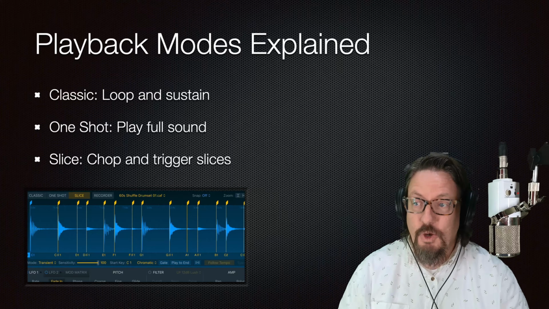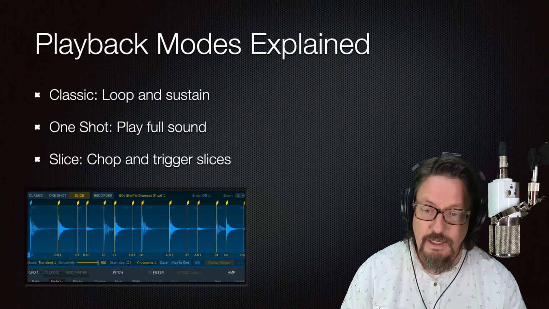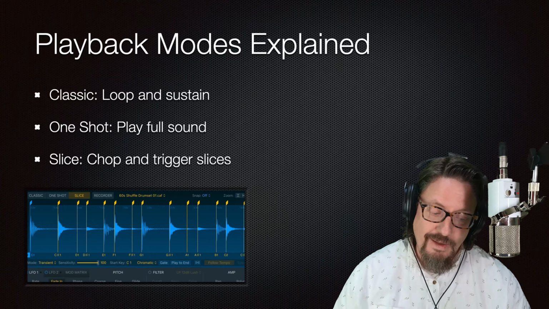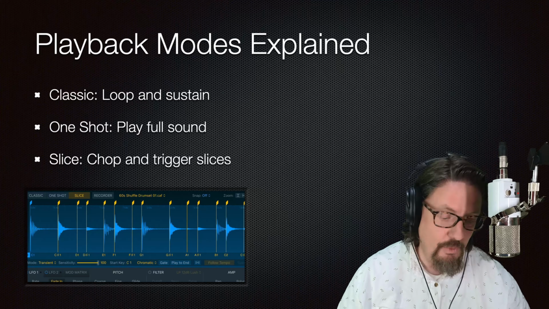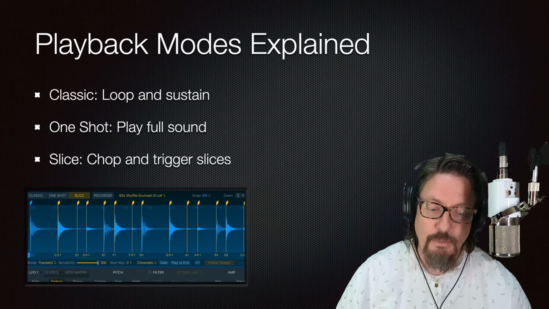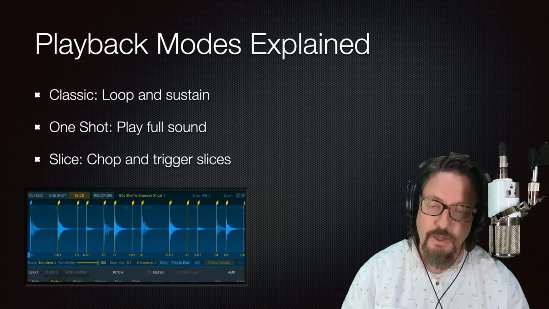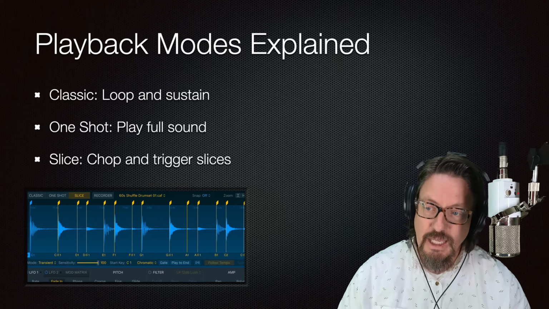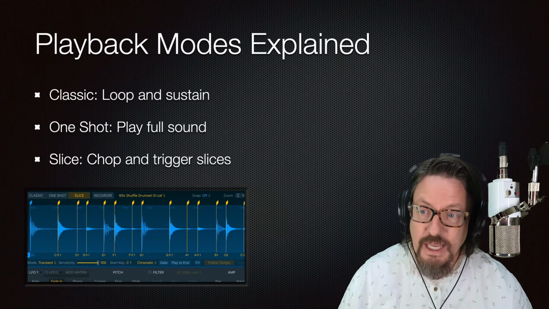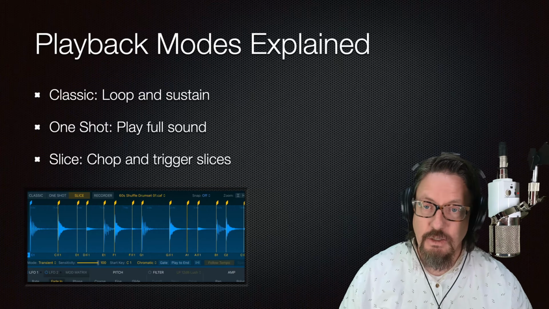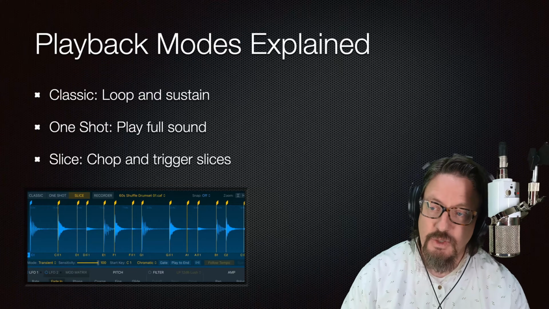For the playback modes, classic, we have the loop and sustain. That's the one where you just have a file and you can map it across your keyboard. It's fine. It works really well. I use that when I'm trying to maybe take a voice and turn it into an instrument I can play across the keyboard. You can do a one-shot. That's really great for percussive sounds, and this makes a bigger deal when you start talking about the drum machine designer and how we use this tool with that.